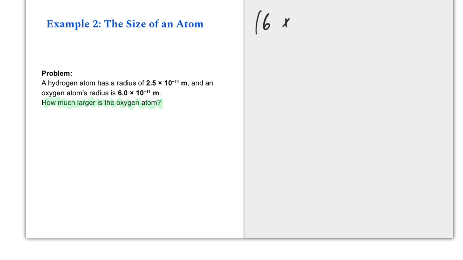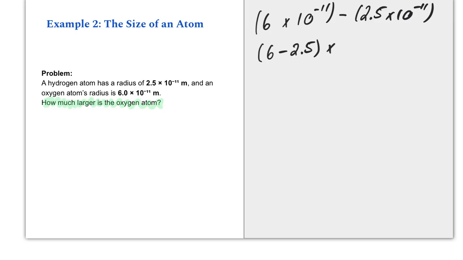6 times 10 to the negative 11th power minus 2.5 times 10 to the negative 11th power. Our exponents are the same, so go ahead and subtract the coefficients. And the answer will be 3.5 times 10 to the negative 11th power. 3.5 times 10 to the negative 11th power is our final answer.